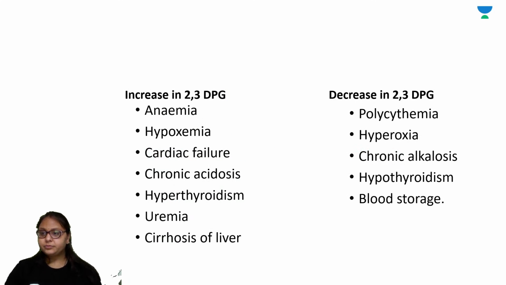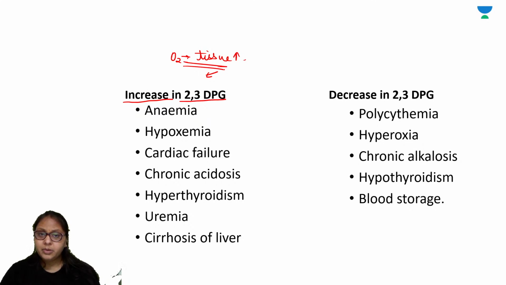Okay, fine. So now, what are the factors which increase 2,3-DPG? Please remember, the factors which increase 2,3-DPG are anemia, hypoxemia, cardiac failure, chronic acidosis, uremia, cirrhosis of the liver. These are the factors which increase 2,3-DPG. That means oxygen to the tissues will be more, with less affinity of oxygen to the hemoglobin.